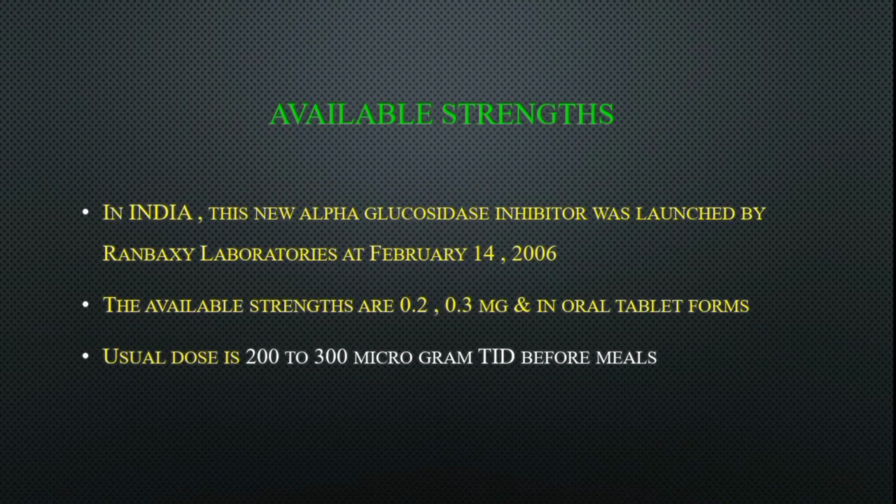And when coming to the available strengths, in India, this new alpha glucosidase inhibitor was launched by Ranbaxy Laboratories on February 14th in 2006. The available strengths are the same, 0.2 and 0.3 mg in the oral tablet form. So there are no parenteral forms. And the usual dosage is TID, that is 3 times a day before meals, 200 to 300 microgram. When converted to mg, 0.2 and 0.3.